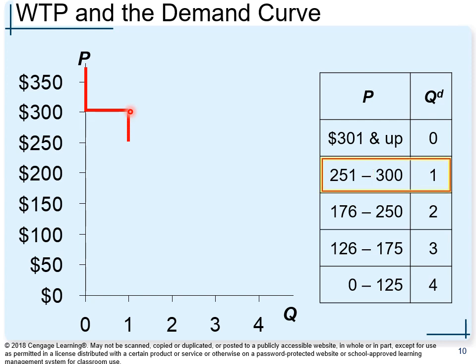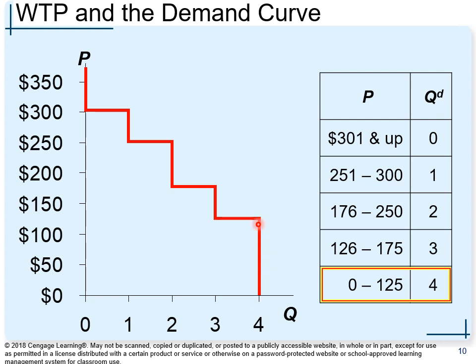For any price between 251 and 300, the quantity demanded remains at 1 unit. If the price drops to 250, then the second unit gets demanded. Anywhere between 176 and 250, the quantity demanded remains at 2. When the price drops to 175, we get the third unit, the third iPod being demanded. For any price between 126 and 175, we stay at 3. Then the fourth iPod gets demanded when the price drops to 125. And for any price between 0 and 125, we would have 4 iPods demanded.